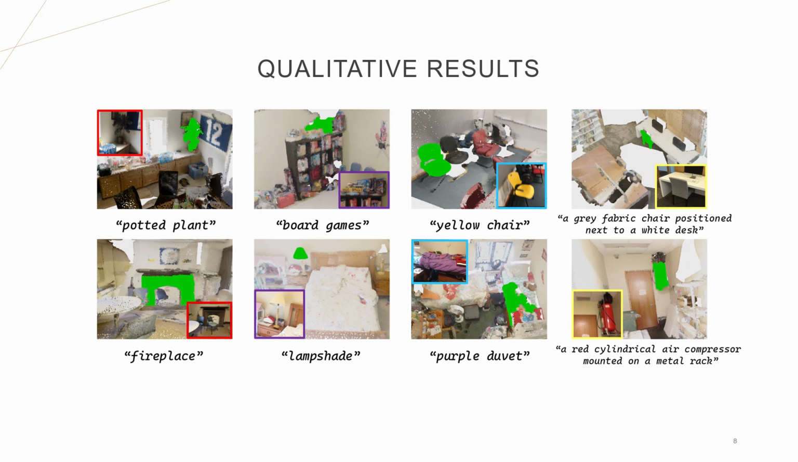It can handle simple object names like potted plant or board games. It can also work with attributes, such as yellow chair or purple duvet. It understands specific object types like fireplace or lampshade. And it even manages longer, natural descriptions, for example, a gray fabric chair positioned next to a white desk or a red cylindrical air compressor mounted on a metal rack.